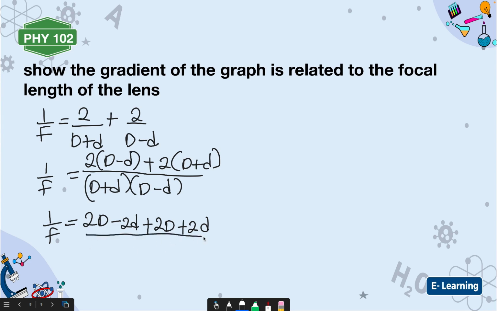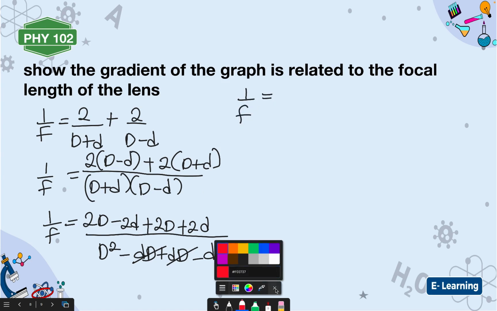Now, divided by this difference of 2 square. D times d will give us d square. D times this will give us minus d. D times this will give us plus d. D multiplied by this will give us minus d square. These two can cancel out. Alright? So that our 1 over f will be equals to, now in the same vein, these two minus d and plus minus 2d and plus 2d can also cancel out.